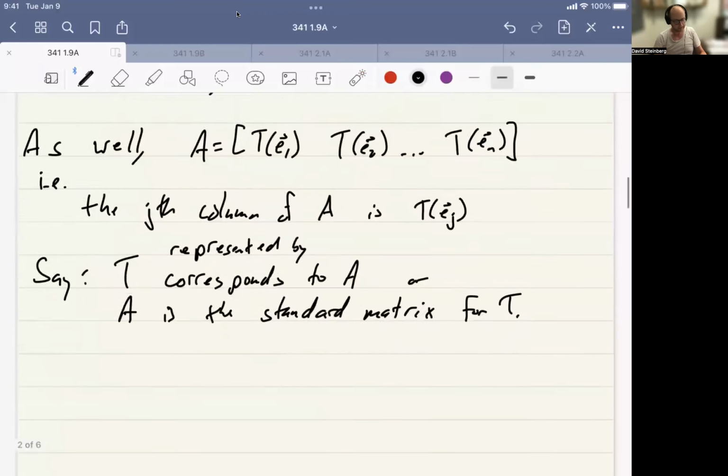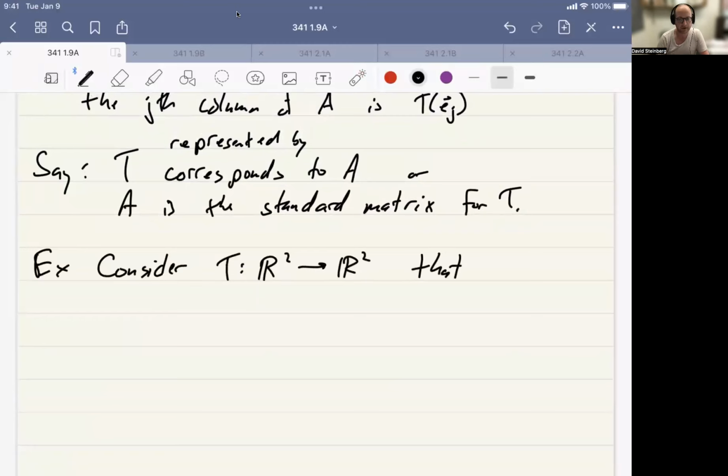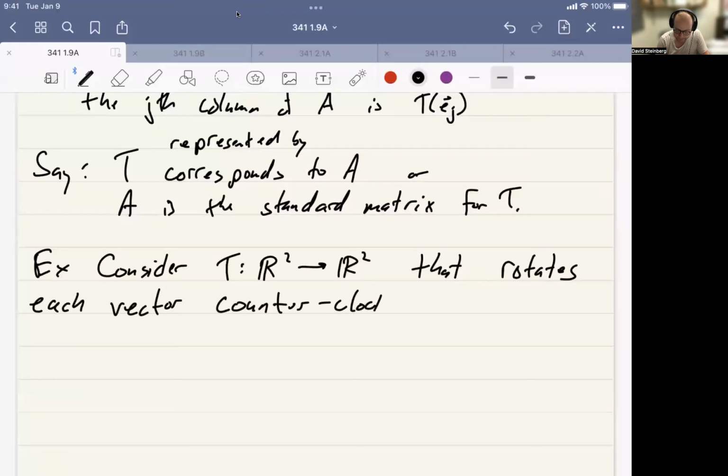All right. Let's look at an example. So let's look at a few examples, I think. Let's consider T from R2 to R2, and we want the transformation that just rotates each vector counterclockwise by pi over 2 radians.